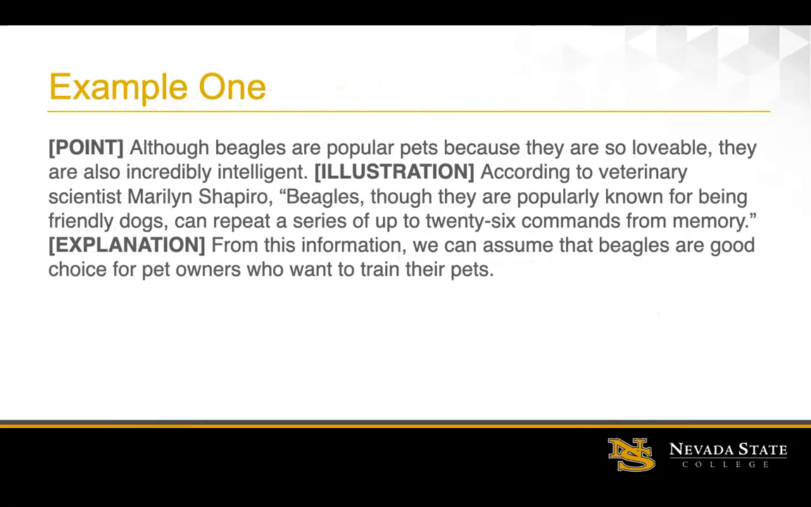Here's one example of a very basic pie paragraph. Notice that I've pointed out where the point, illustration, and explanation are. Although beagles are popular pets because they are so lovable, they are also incredibly intelligent. This point in this paragraph is about beagles being intelligent.